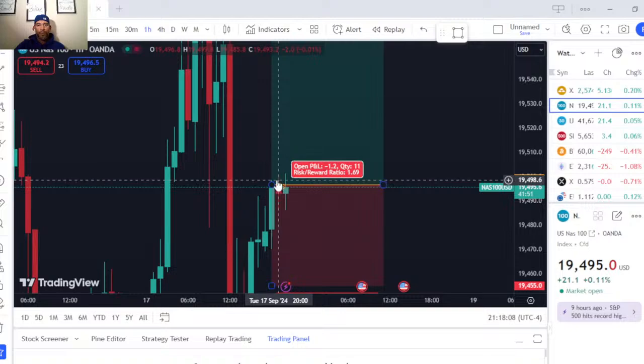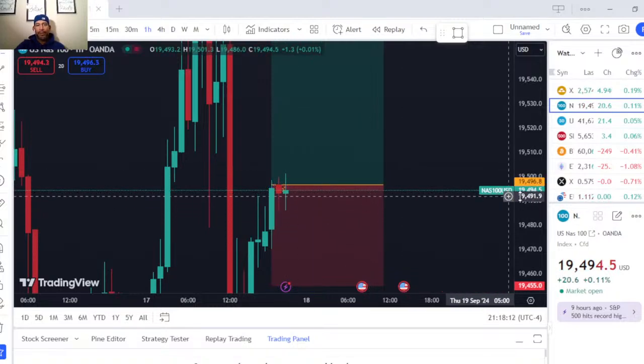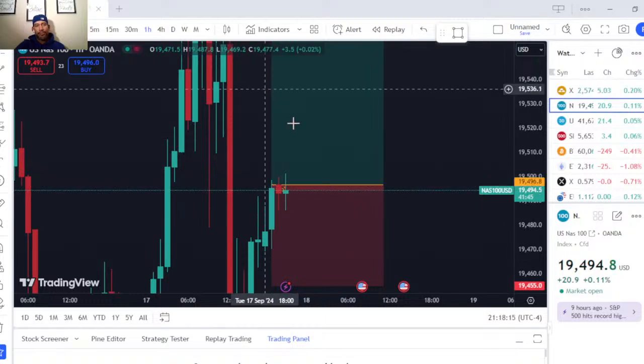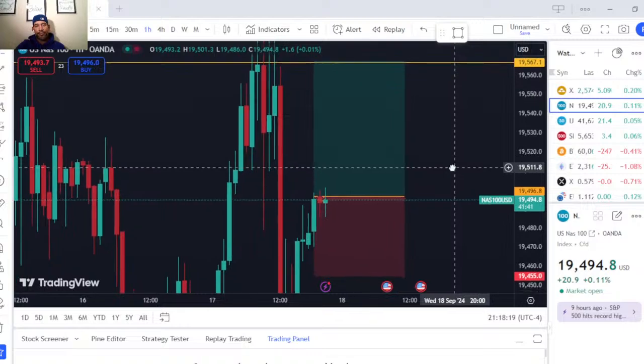All right. We already broke the previous highs, and once we broke it, we kind of pulled back down. We should see a push up based on technical analysis, of course. The market does whatever it wants.